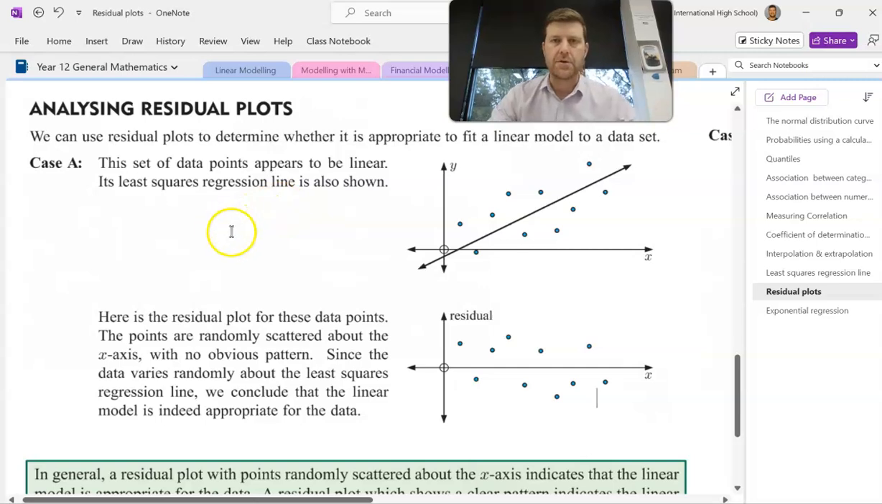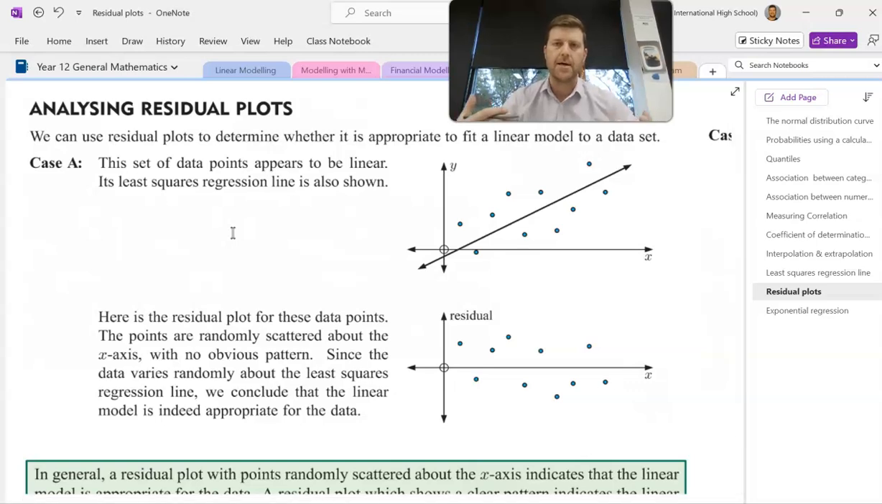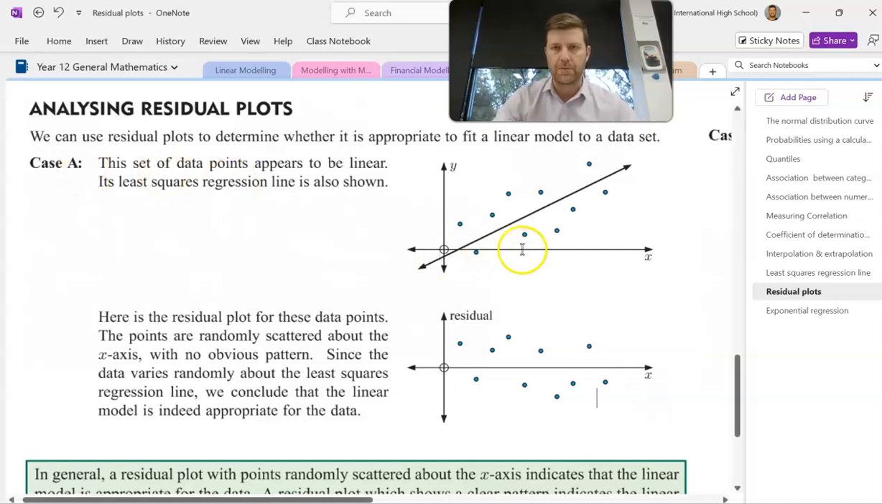Anyway, analyzing residual plots. The purpose of these residual plots is to make a further assumption as to whether a linear model is appropriate for a certain data set. In this instance, case 1, we've got a scatter plot here with a least squares regression line through it. We use that to determine the residual values, and then those values to draw this residual plot. Again, that all happens on the graphics calculator.